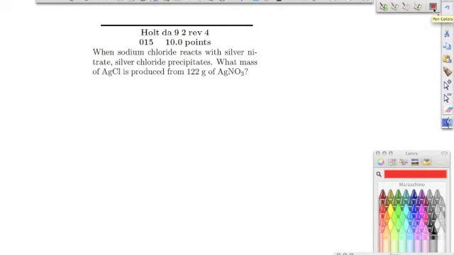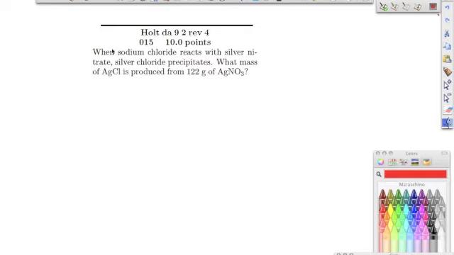Okay, moving on to number 15. It says when sodium chloride reacts with silver nitrate, silver chloride precipitates. And it says what mass of silver chloride is produced from 122 grams of silver nitrate. When we're looking at this, the first thing we have to do is write the equation.